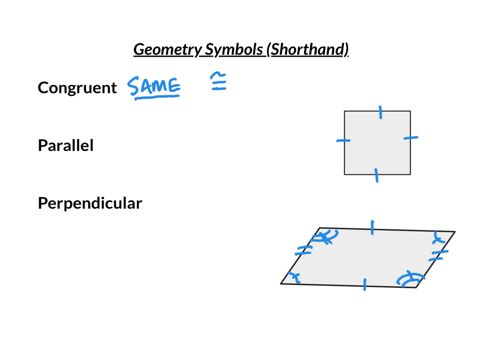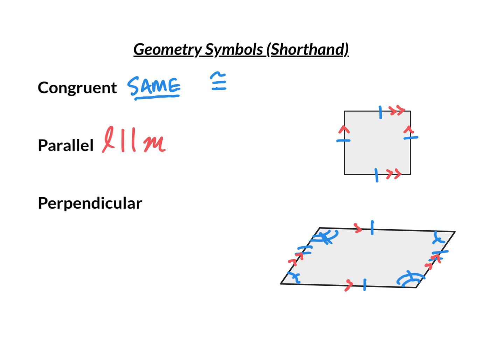But the symbol for parallel is two lines. So if we're saying one line, like line L, is parallel to line M, we put those two lines between it. How we usually mark that in a picture is with an arrow. This and this are parallel, and these two are parallel to one another. We could do that down here as well, like that. Okay.